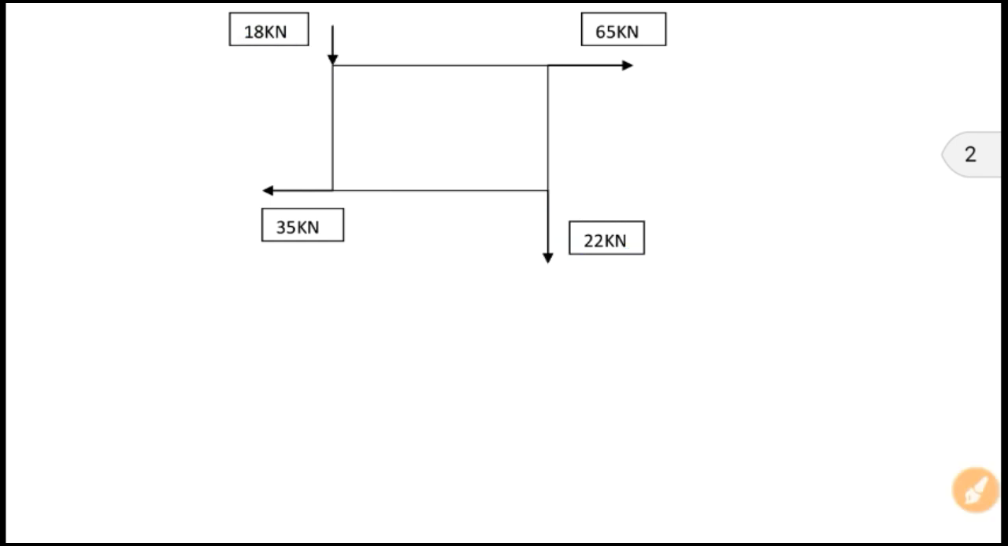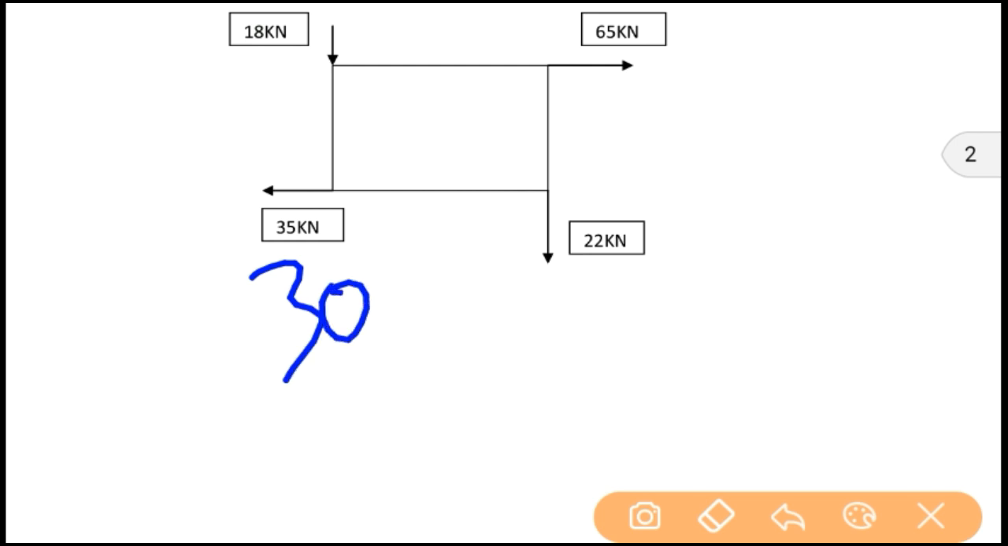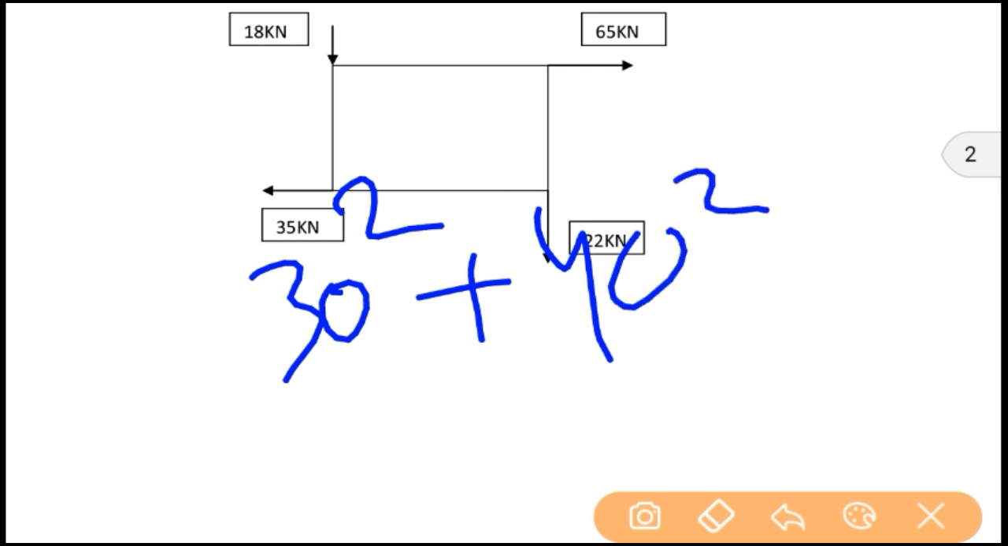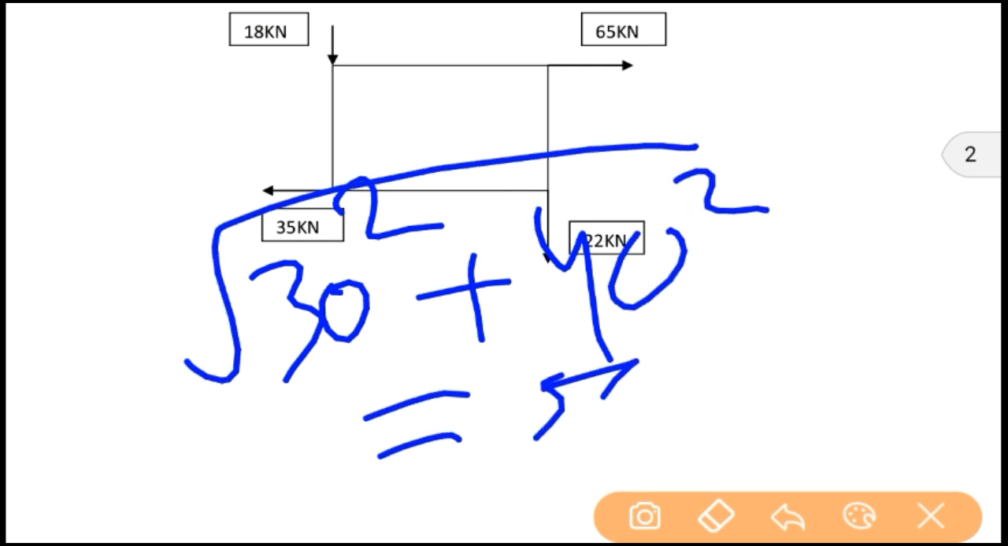So the resultant is given by the square root of 30 kilonewton squared plus 40 kilonewton squared, that equals 50 kilonewton.